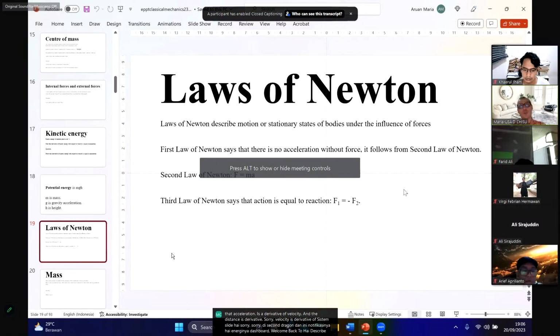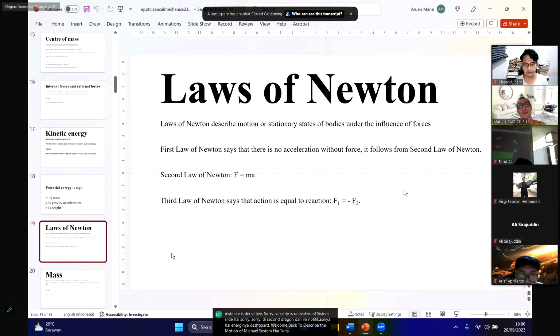To describe the motion of a mechanical system, we need to know the distance at any time, and we need to know the velocity at any time. That's what we will be doing.